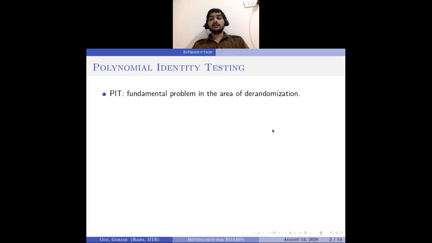So let me start by introducing the polynomial identity testing problem. It's a fundamental problem in the area of de-randomization. So what does it ask? You're given a polynomial, let's say in multiple variables x1, x2 till xn, and the question is whether this given polynomial is zero or non-zero.